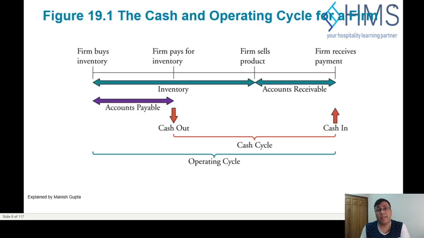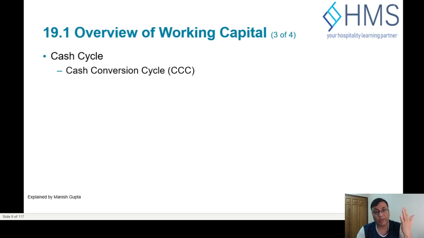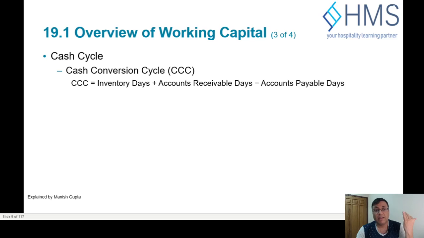So normally companies measure how many days it takes for them to generate cash, so that they can understand how many days of working capital they actually require and how much it is. Let's take an example of how you can calculate it. The cash conversion cycle is basically inventory days plus accounts receivable days minus accounts payable days.